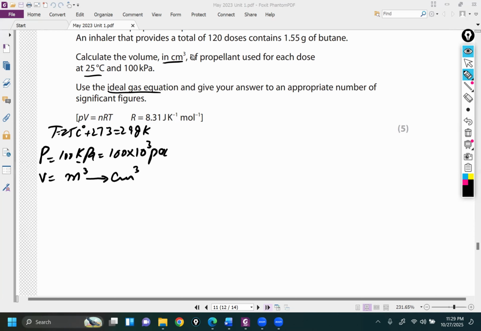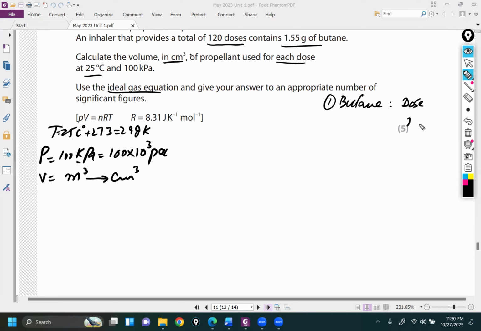Now let's come to the question. We have to calculate the volume of this butane which is used in one dose. For 120 doses, this is the mass. So see here, you will start from here. Like if this is butane and this is the number of doses.